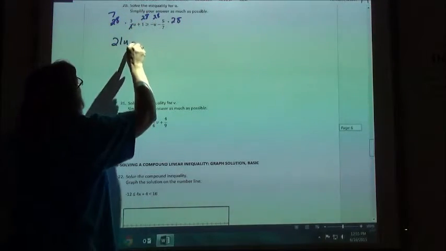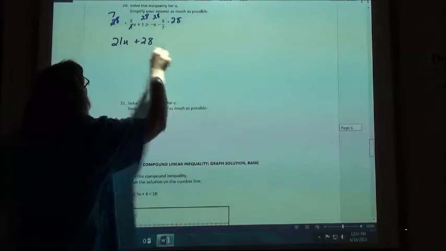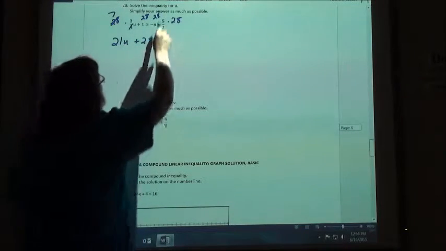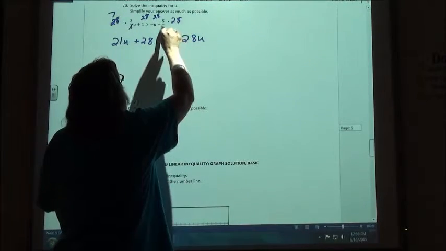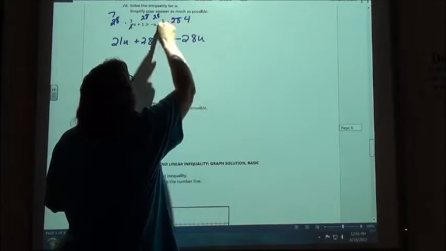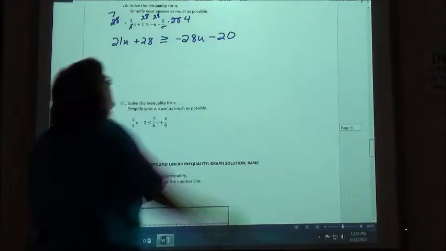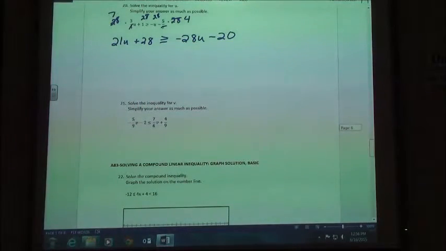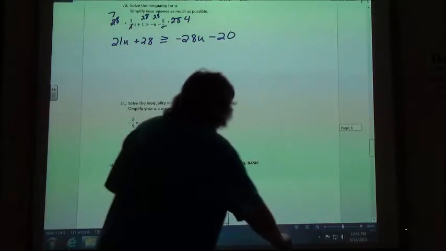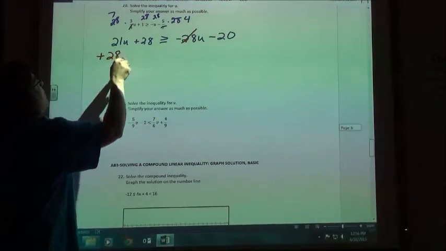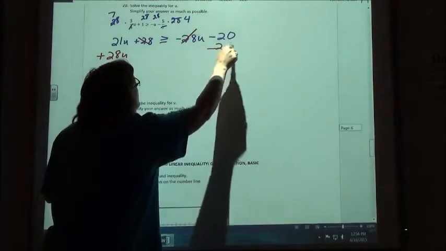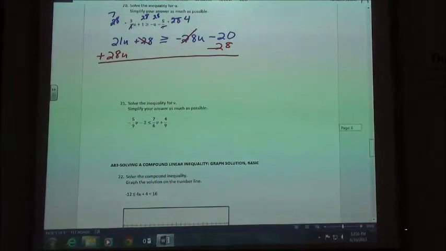Here we didn't have a fraction. 1 times 28 is still 28. Here, 28 times negative u is negative 28u. And then 7 goes into 28 4 times negative 5 would be minus 20. And I got rid of all my fractions and made life a whole lot easier. So on this one, I'd probably add my 28u and subtract my 28. And so what would I have?